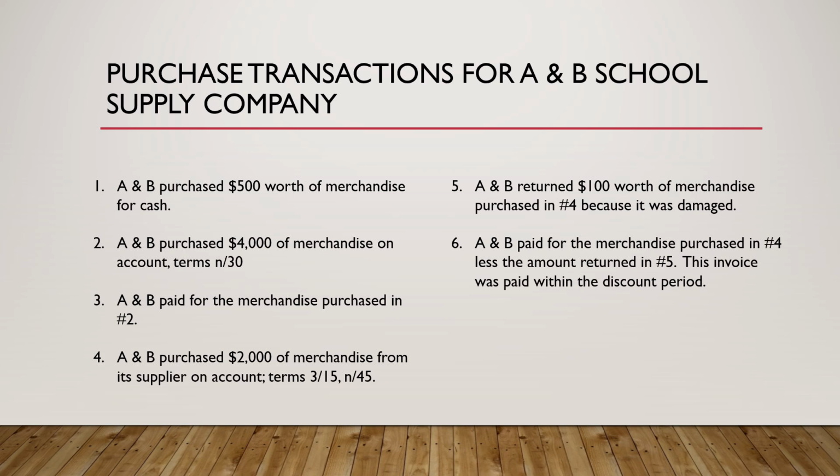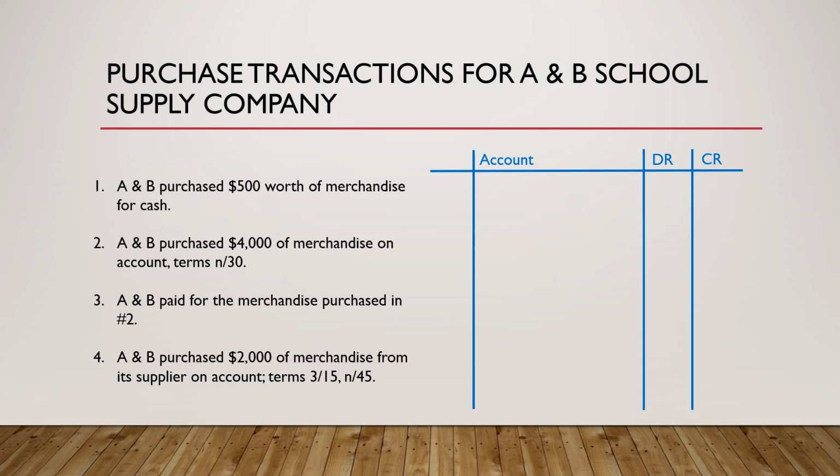Now let's do our purchasing journal entries. Again, if you like, you may pause here and attempt to journalize these transactions on your own. As usual, we'll start with some review. Transaction 1. A and B purchased $500 worth of merchandise for cash. Debit merchandise inventory and credit cash for $500.